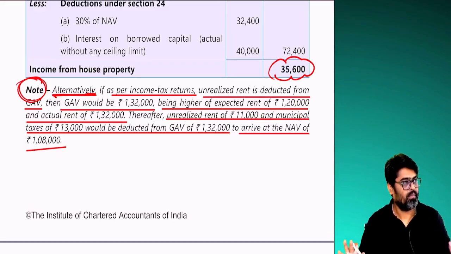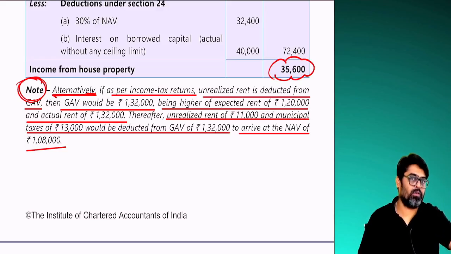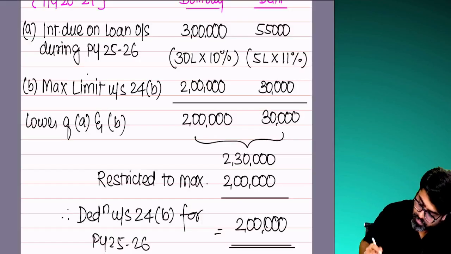Done? Now you will make one table. Particulars, rupees. In the rupees column, what will you write? See, this is your particulars.